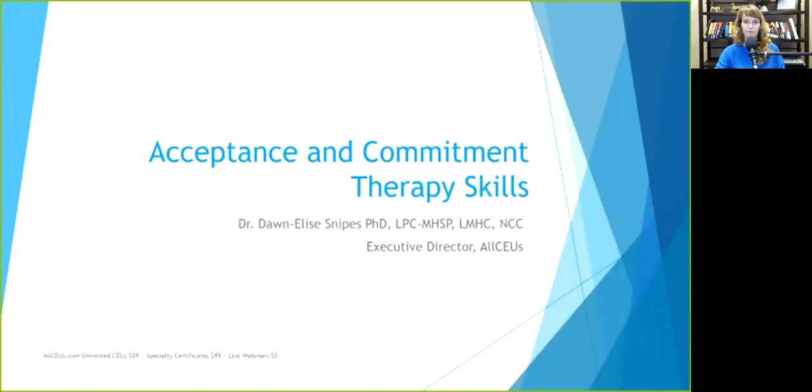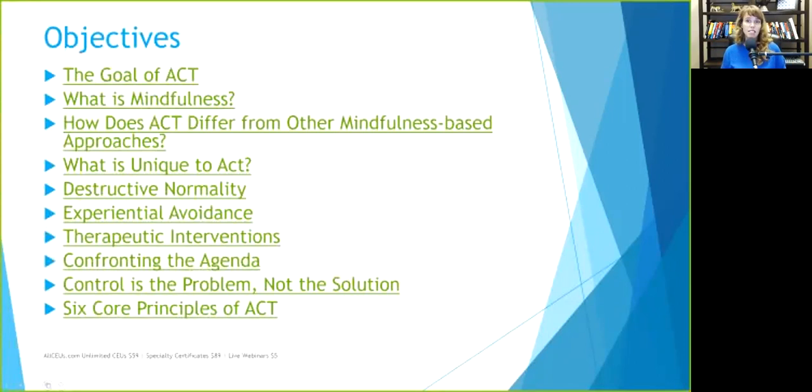Over the next little while, we're going to discuss the goal of ACT. We'll explore yet again, what is mindfulness? We'll talk briefly about how ACT differs from other mindfulness-based approaches and what's unique to ACT. Then we'll move on to talking about destructive normality, who knew, and experiential avoidance.